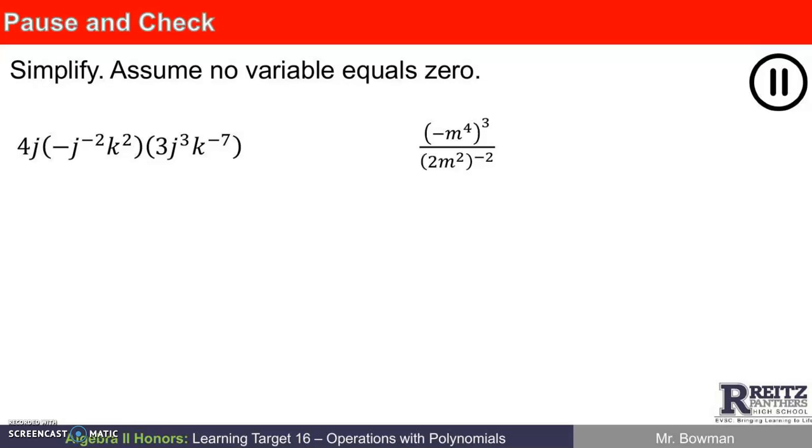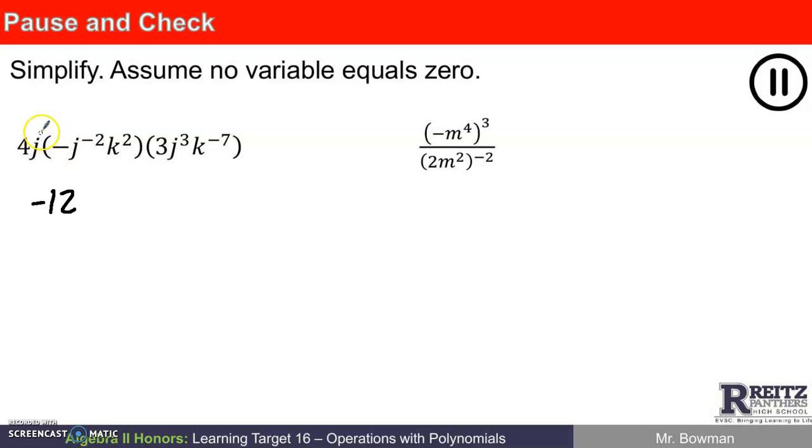Let's talk about it. I'm looking at this example of 4j times negative j to the negative second k squared times 3j cubed k to the negative seventh. I don't see any powers to another power here, so all I think I need to do is think about multiplying. And the first thing I'd like to do is multiply the coefficients of each factor. 4 times negative 1 times 3 makes negative 12.